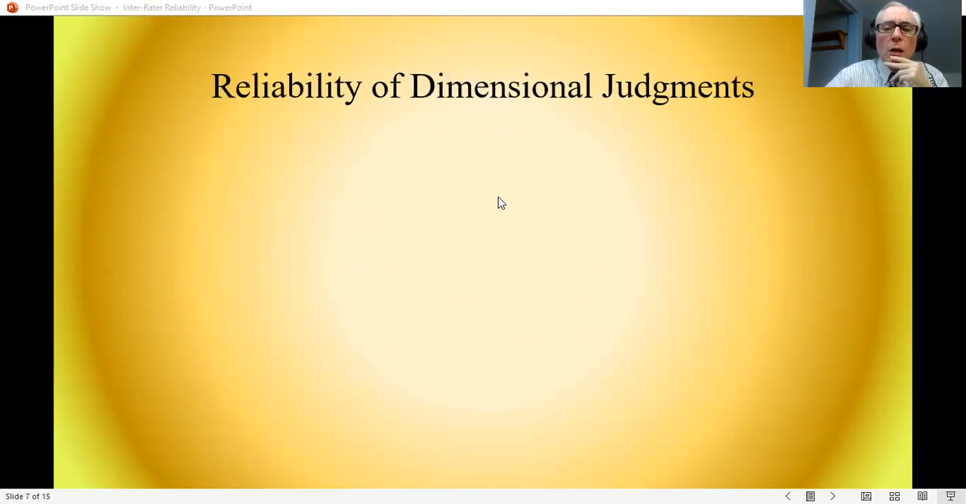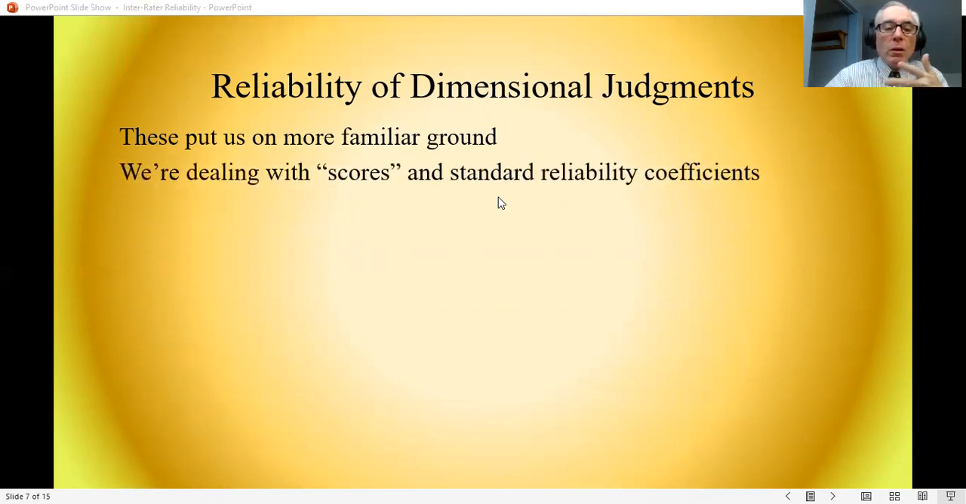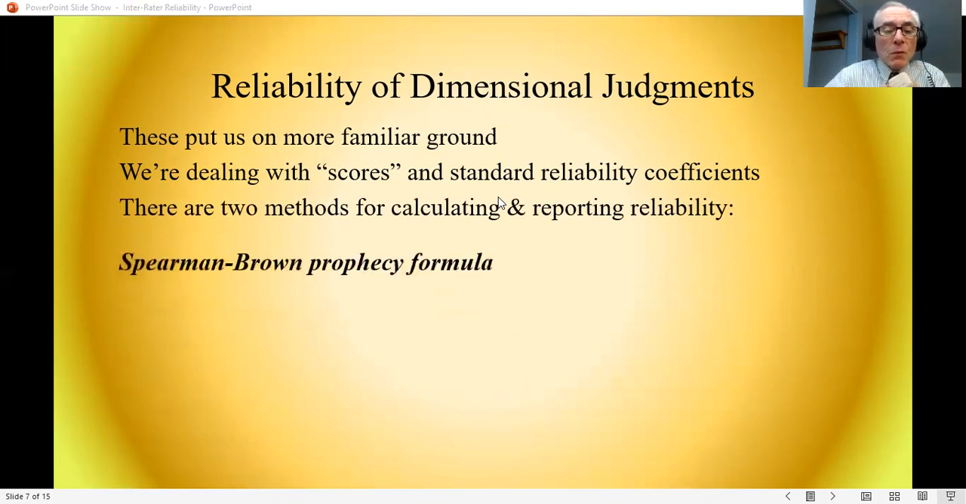Dimensional judgments, you actually have a couple of major approaches out there. But in general, for people who work a lot with tests and measures, these are more familiar. We're dealing with numbers, right? And so the numbers that we get to establish reliability are going to be reliability coefficients, very similar to the ones that we derive when we're calculating, say, internal consistency. There are two main methods out there for this.